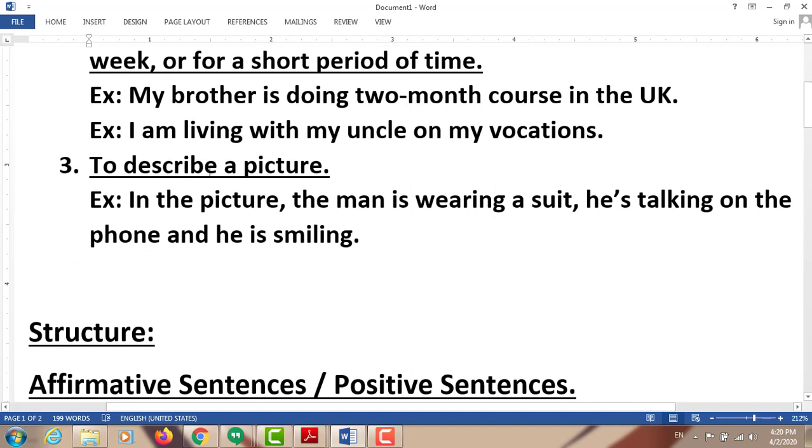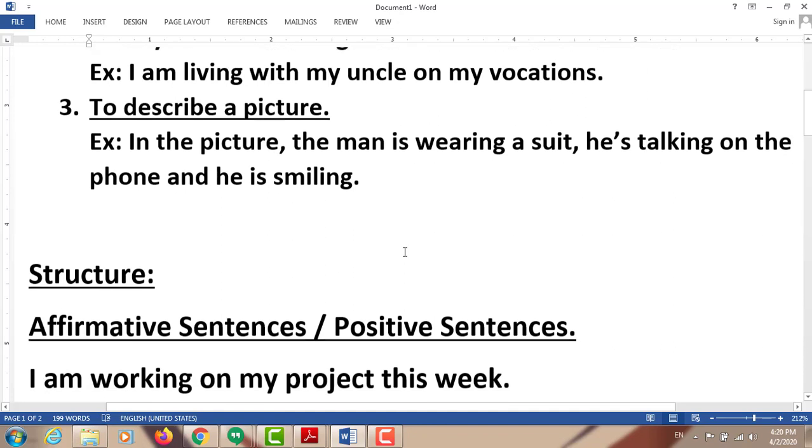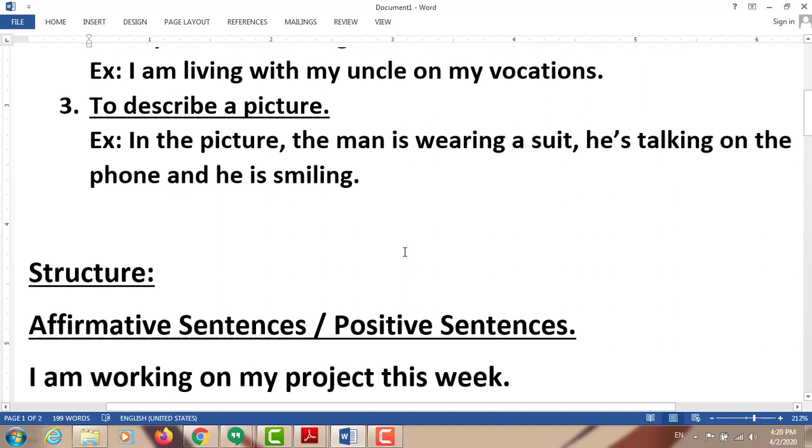Next, number three, to describe a picture. When you want to describe a picture, you use present continuous. In the picture, you add like this: in the picture, the man is wearing a suit, he's talking on the phone, and he's smiling. Okay, he's talking on the phone and he's smiling.